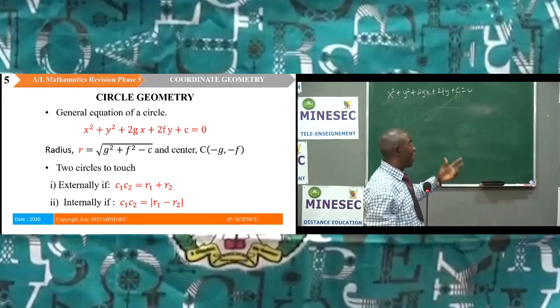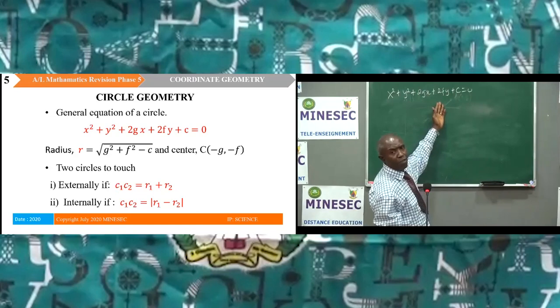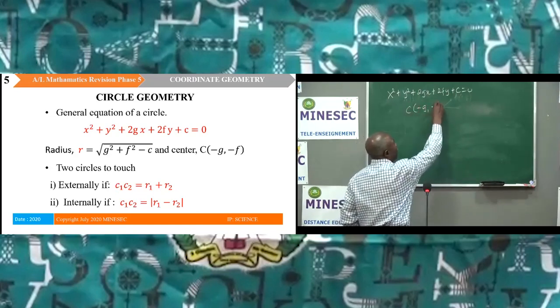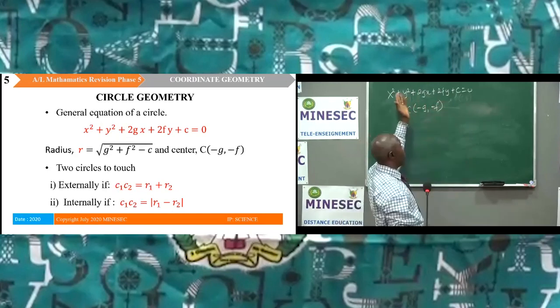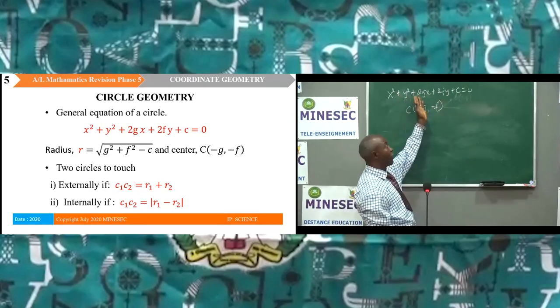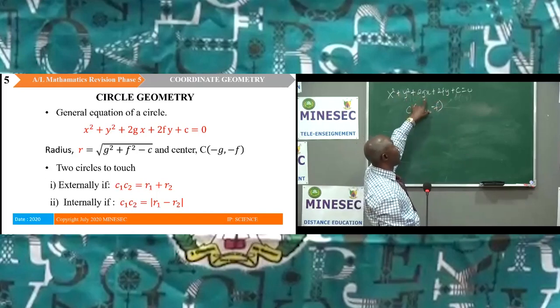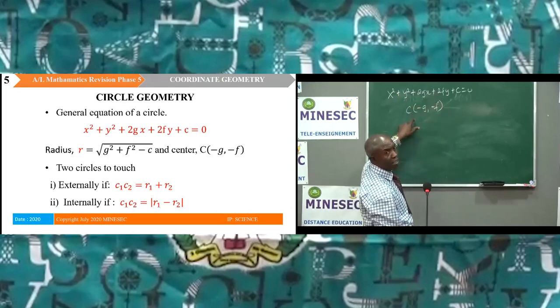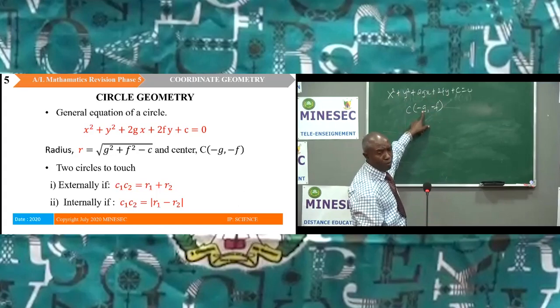For the center of the circle, with this equation, you have the center C to be (negative g, negative f). So if what you had was negative for g and negative for f, then the center of the circle will become positive values, because the product of two negatives gives us a positive value.